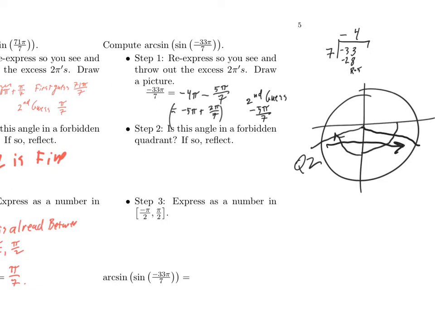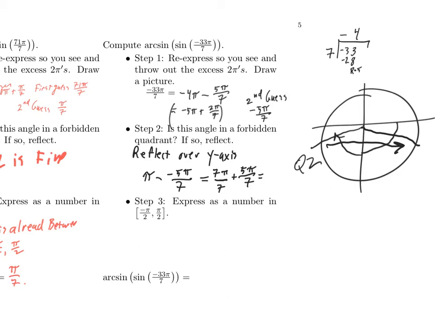Nope, reflect that over the y-axis. So to reflect over the y-axis, I'll need to take pi minus the angle I already had. Pi minus negative 5 pi over 7. What do I wind up with? Well, that'll be the same thing as pi plus 5 pi over 7, and I wrote the pi the way I did because the first thing I'm going to do is get a common denominator by writing 7 pi over 7.